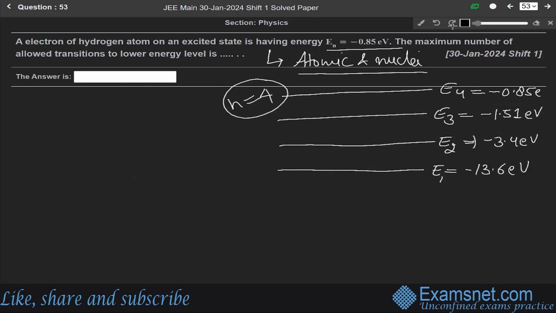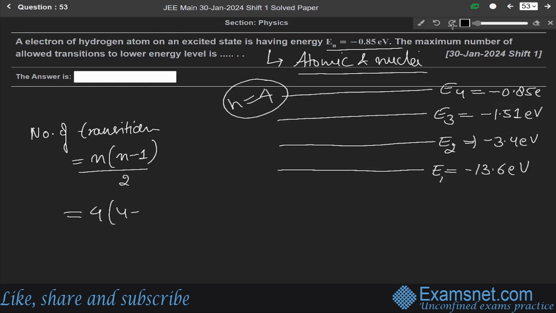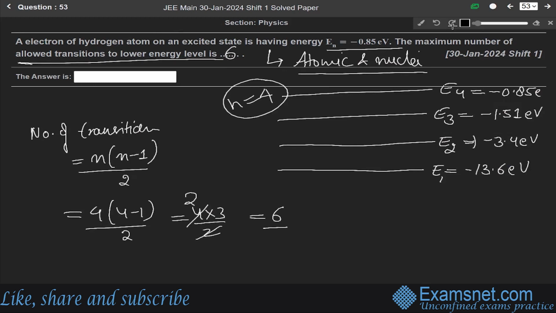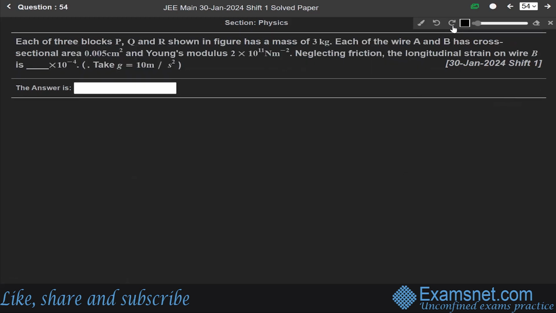Now the number of allowed transitions is equal to n into n minus 1 upon 2. So n is 4, 4 into 4 minus 1 upon 2. So it will be equal to 4 into 3 over 2. 2 2s are 4, means 6. So the number of allowed transitions to lower energy levels will be 6. Now next question, question 54.